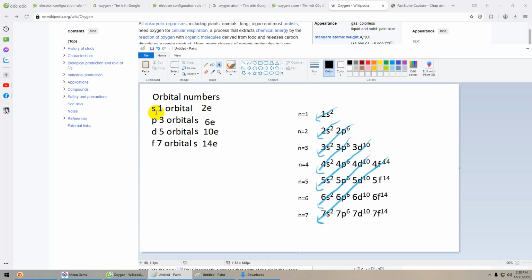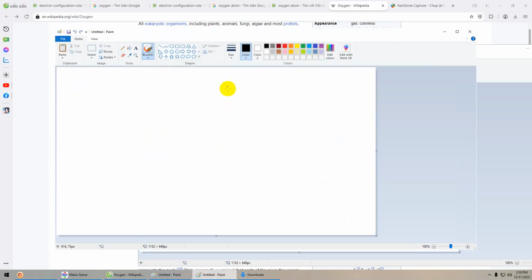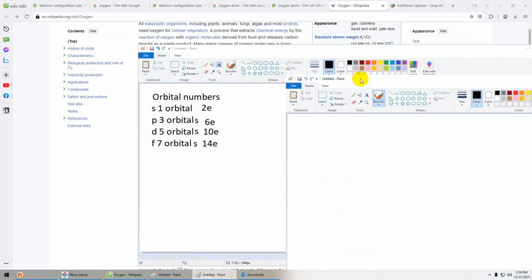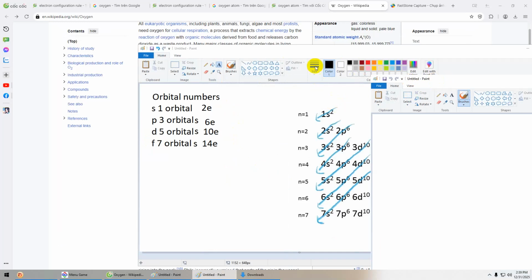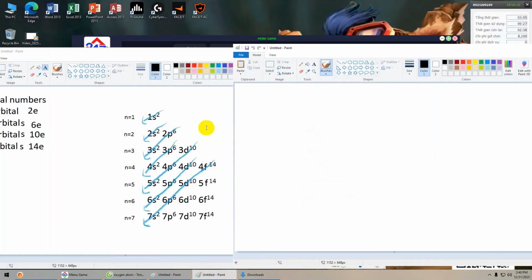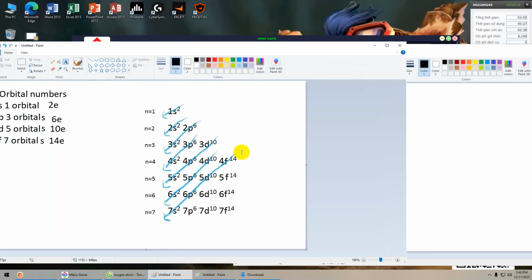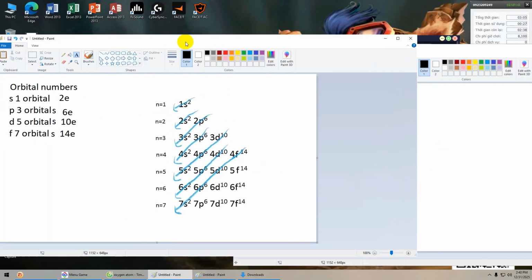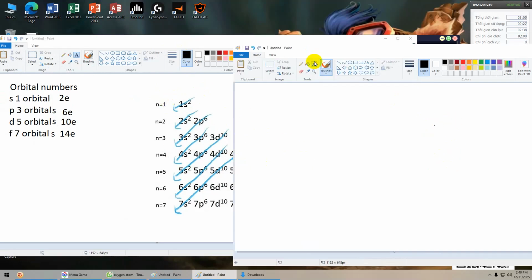So for the s subshell it's 2 electrons, for the p subshell it's 6 electrons, for the d subshell it's 10 electrons, and for the f subshell it's 14 electrons. That's very easy to understand, right? So let's say that we have an oxygen atom. Here is the rule that I have to show you. This diagonal rule is called the Aufbau principle, but I don't have the explanation for it for now. So let's just assume it and see how we write the configuration of an atom.